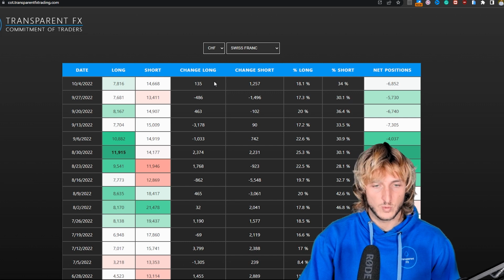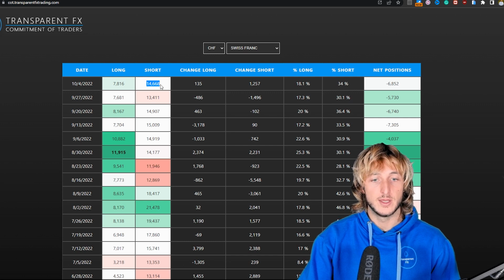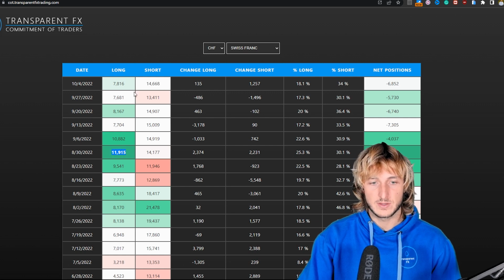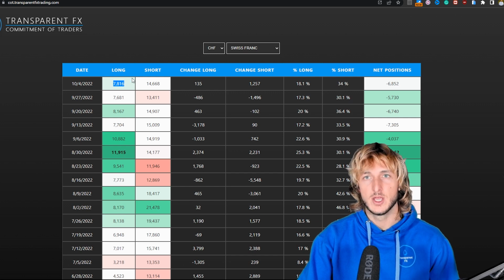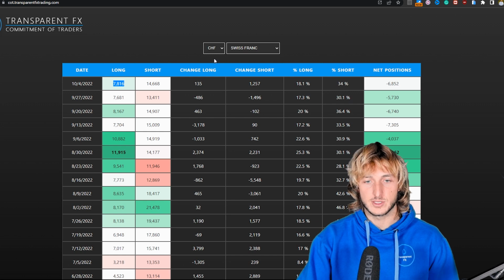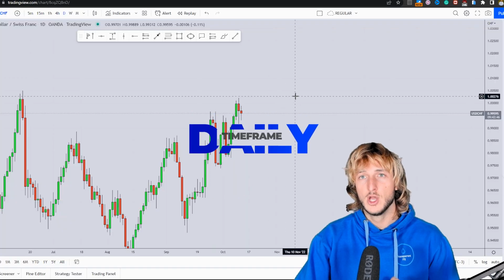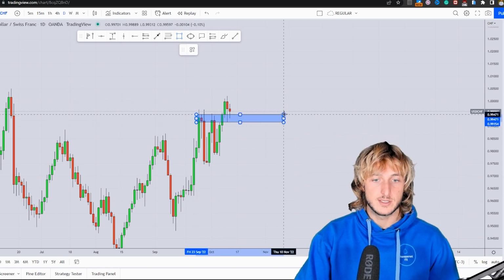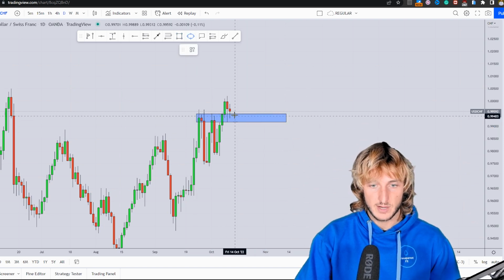Overall, if we look at the trend that we are seeing, we went from 11K all the way up to 14.6K shorts, and longs got decreased. We went from 11K to now 7.8K. So we're seeing shorts getting increased and longs getting decreased on the CHF from an institutional perspective, which is making the CHF weaker, meaning that is making USDCHF stronger because you have to reverse everything.